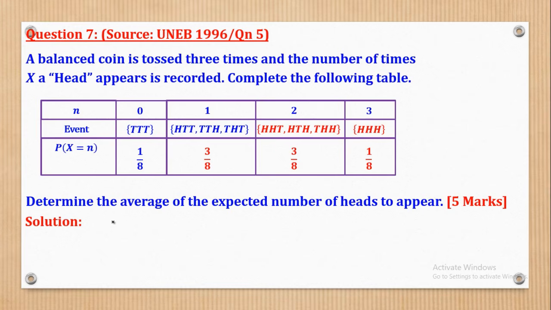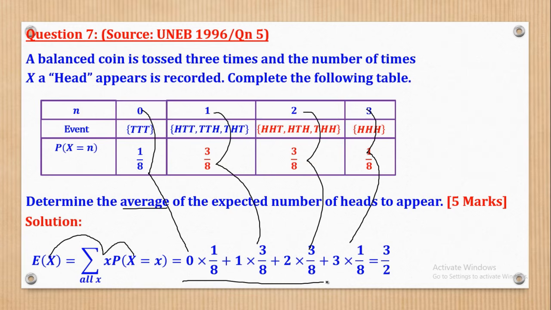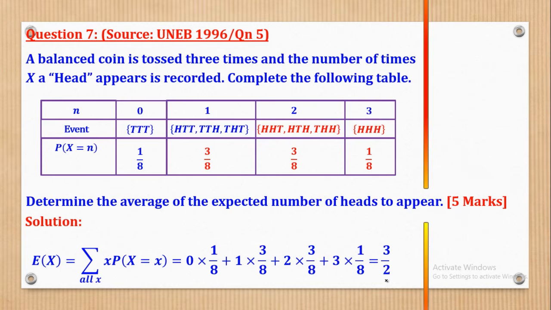Then they also wanted you to get the mean or the average. So if you remember that the mean is given by the sum of xP(x), therefore multiply this with this to come up with this, this with this to come up with that, this with this to come up with this, this with this to come up with that. When I add all these ones, I come up with 3/2, and that's the mean they wanted.